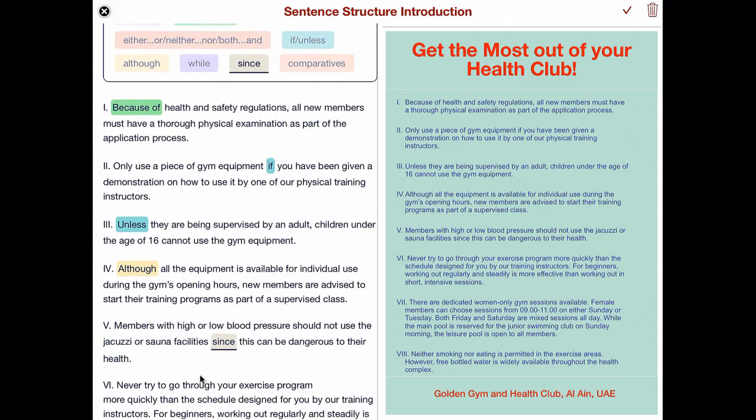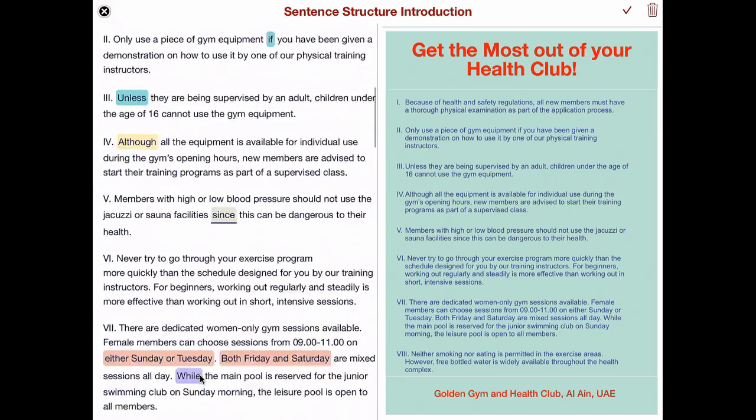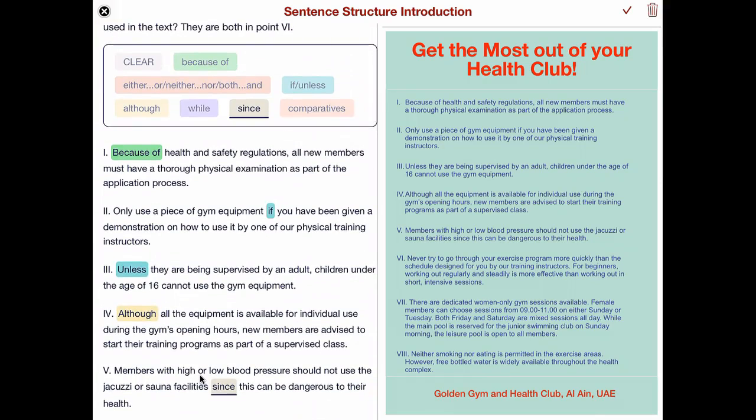Okay, so you should have something that looks like this now. Remember, we haven't done the comparatives yet. So let's just take a look at these. Because of. Now, generally, because joins two parts of a sentence, and you need both a subject and a verb in each of those parts. This one, though, before the comma, take a close look at that. When we use because of, it follows different rules than because. We'll come back to that in a minute, but you want to remember that.